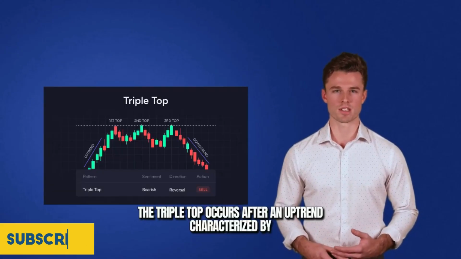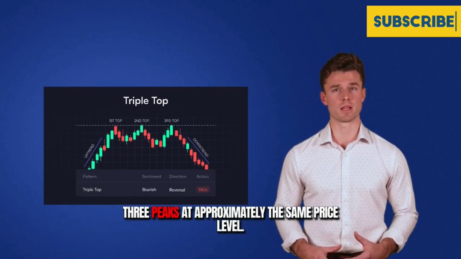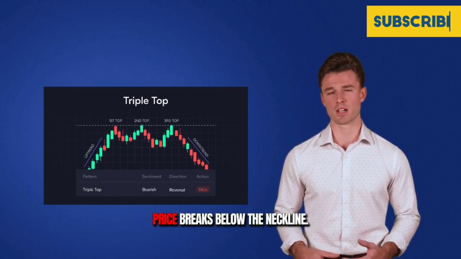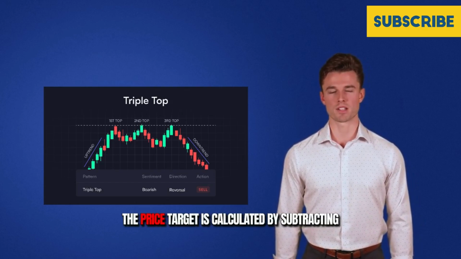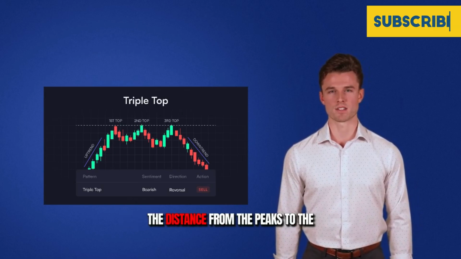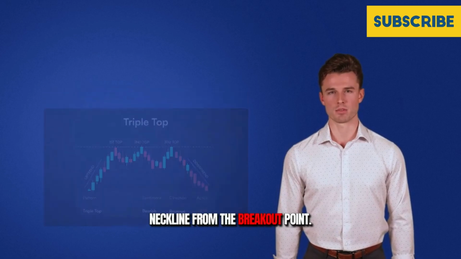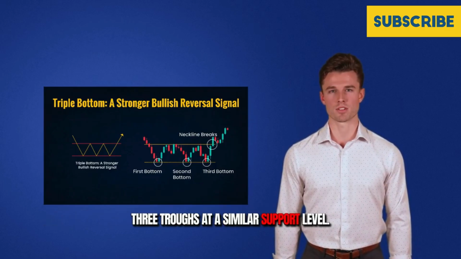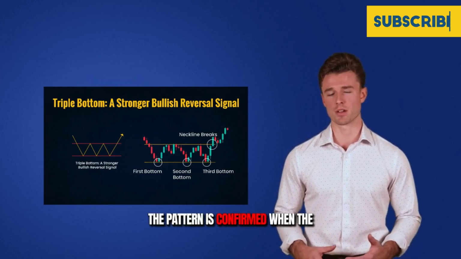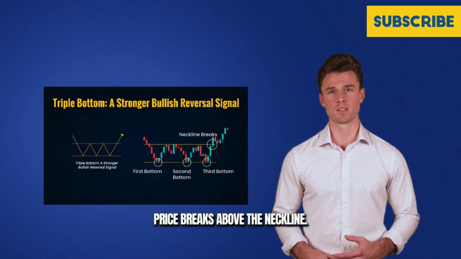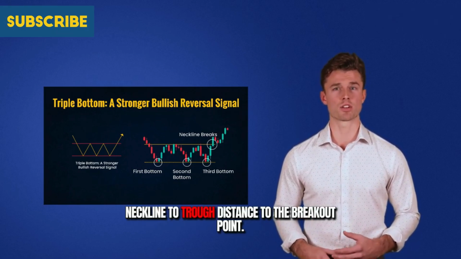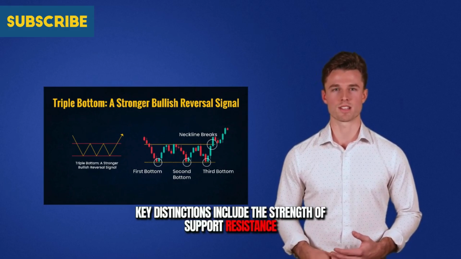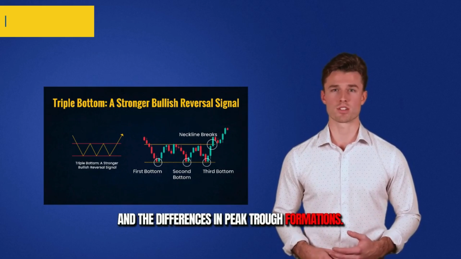The triple top occurs after an uptrend characterized by three peaks at approximately the same price level. The pattern is confirmed when the price breaks below the neckline. The price target is calculated by subtracting the distance from the peaks to the neckline from the breakout point. The triple bottom develops after a downtrend, with three troughs at a similar support level. The pattern is confirmed when the price breaks above the neckline. The price target is measured by adding the neckline-to-trough distance to the breakout point. Key distinctions include the strength of support and resistance and the differences in peak-trough formations.